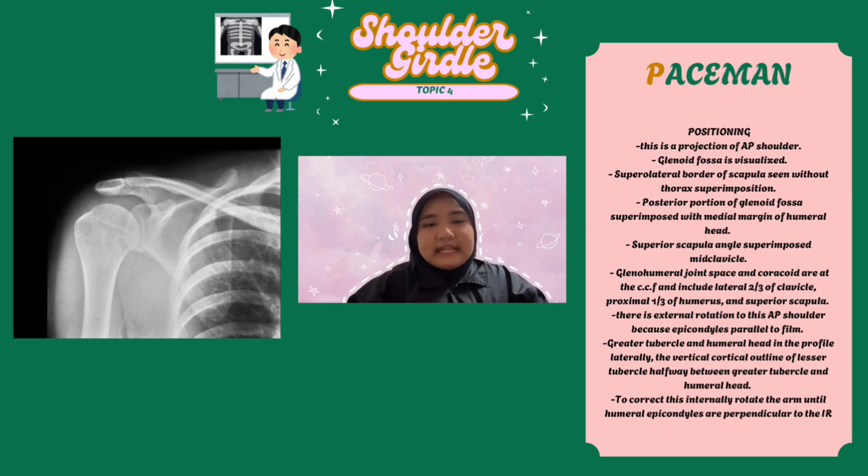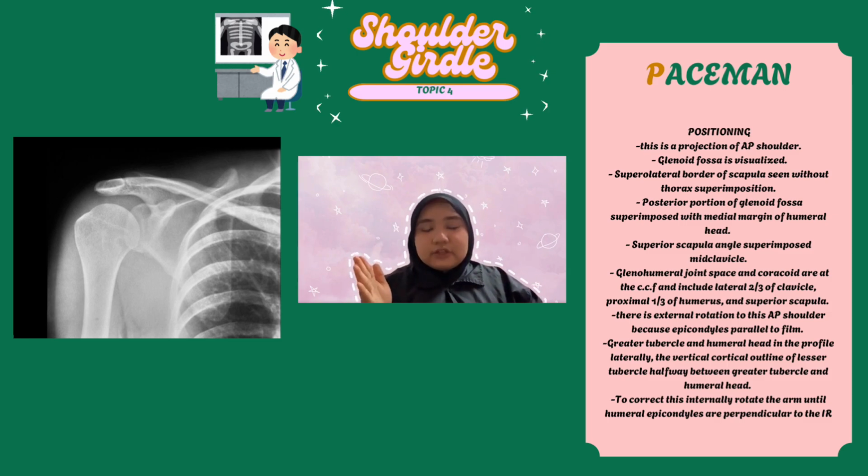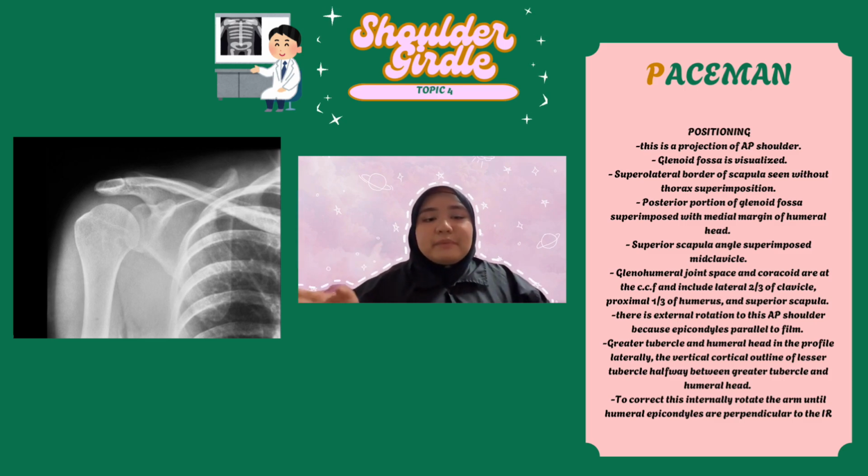The greater tubercle and humeral head are in profile laterally. The vertical cortical outline of the lesser tubercle is halfway between the greater tubercle and the humeral head. To correct this, internally rotate the arm until the humeral epicondyles are perpendicular to the IR.